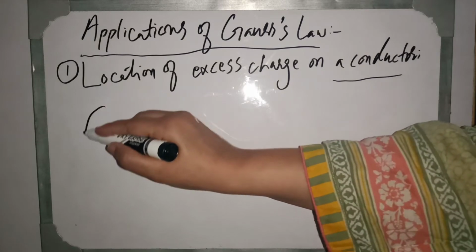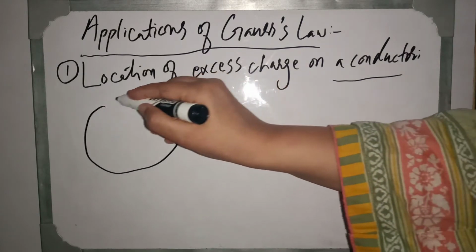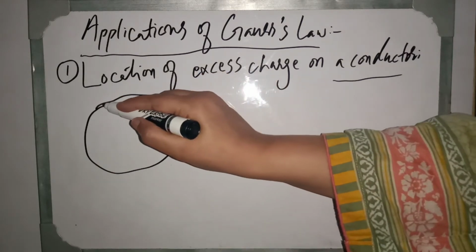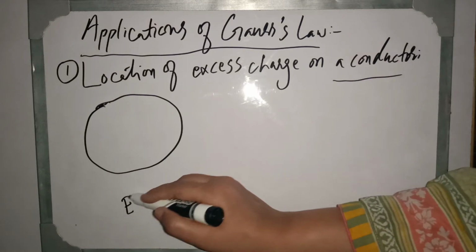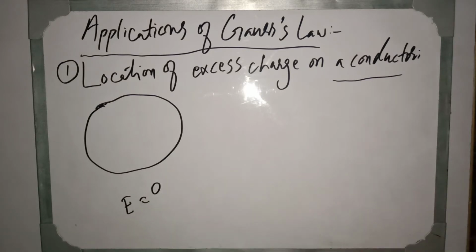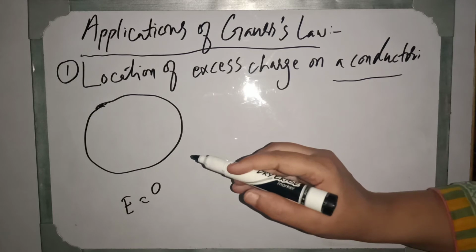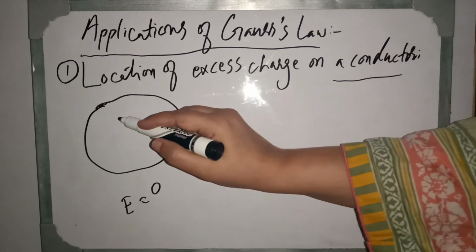Suppose this is a conductor on which we have to find out the location of excess charge. As we know that electric field E is equal to 0 inside the conductor, E is equal to 0 at all points inside the conductor. Now we can make an imaginary Gaussian surface S in this way.